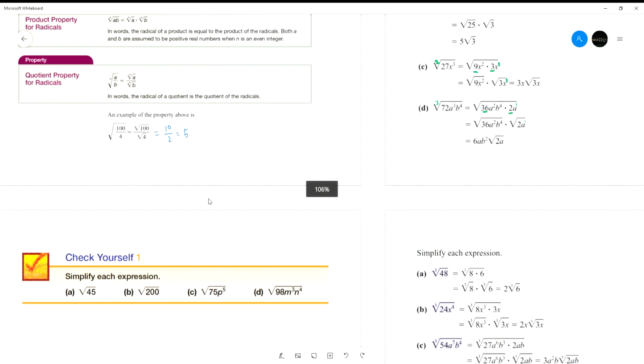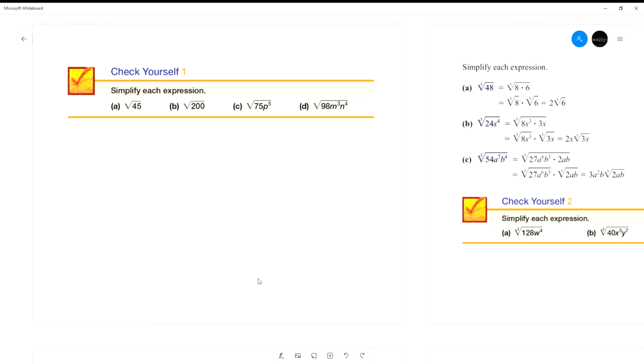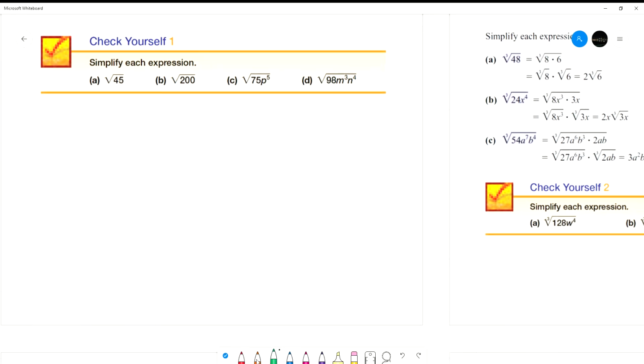Let's look at some examples now. Square root of 45. So in this first problem, I see that 9 is the largest perfect square. So what I'll do is I'll write the square root of 9 times the square root of 5, which simplifies to 3 root 5. Pretty easy, right? Square root of 200, I see, can be simplified as the square root of 100 times the square root of 2, which is then 10 root 2.